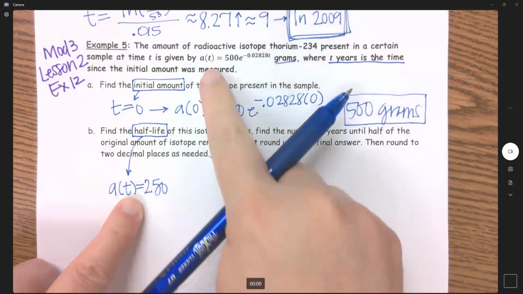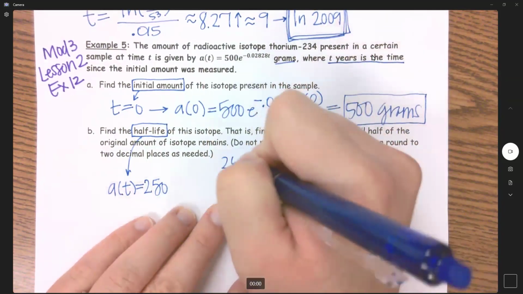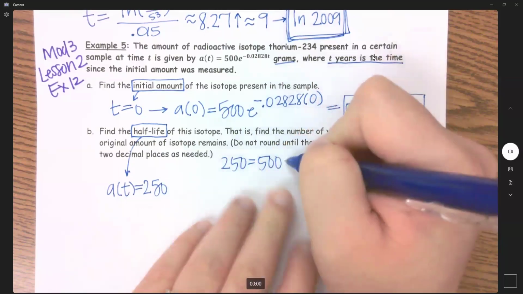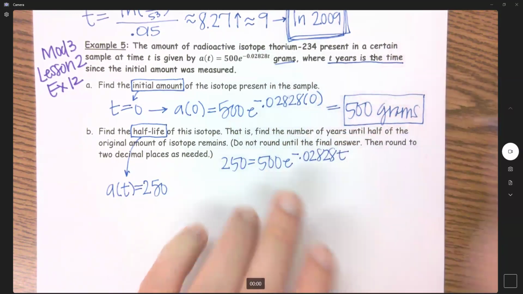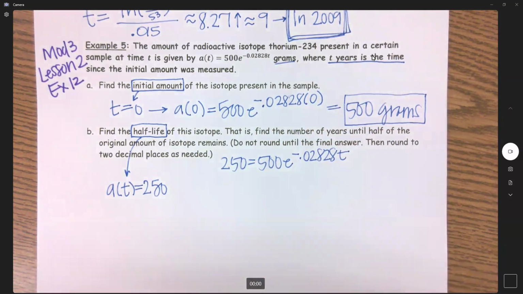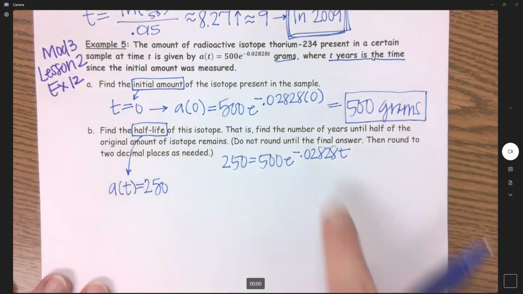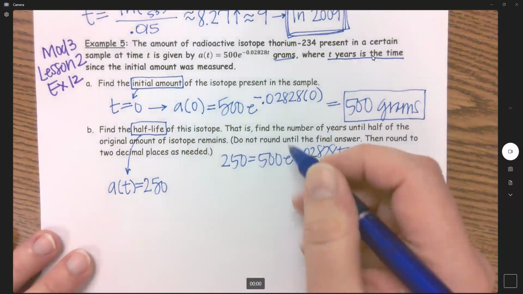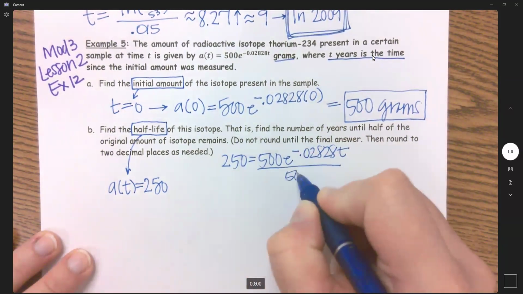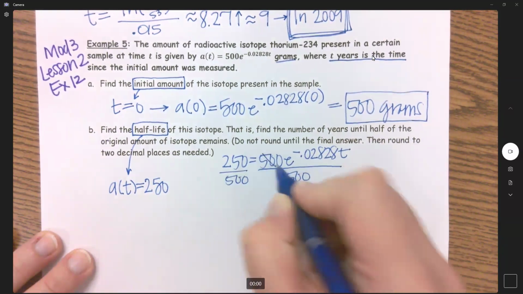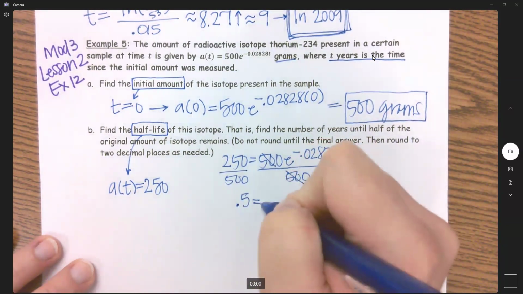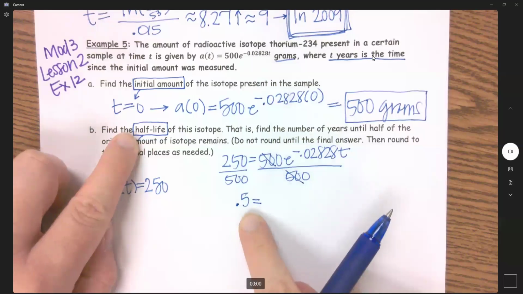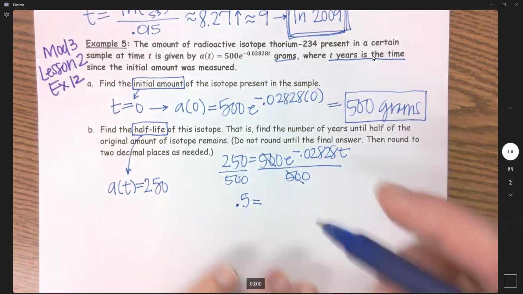So I'm going to plug in 250 for my A of t. And now I want to solve for t. The first thing we do is isolate the exponential. This is my exponential times 500, so I'm going to divide 500 over. 250 divided by 500 is 0.5. And anytime we're dealing with half-life, it will always be 0.5 equals. If you're dealing with when will it double, then it will be 2 equals and so on.